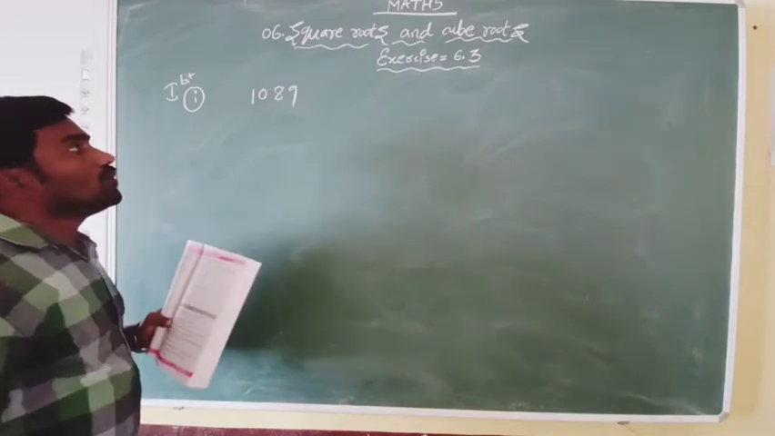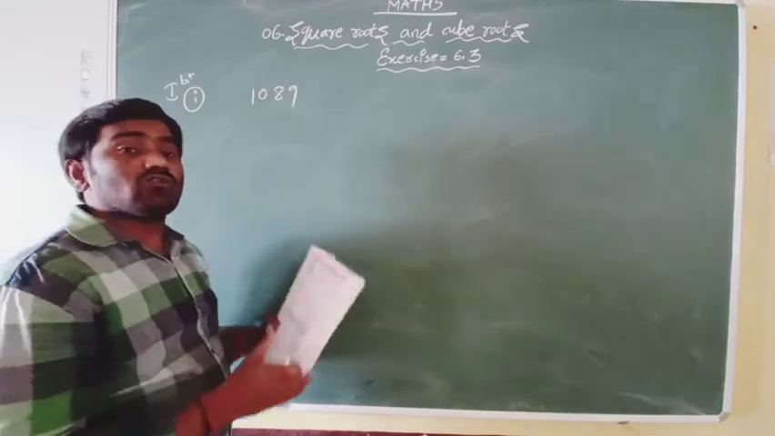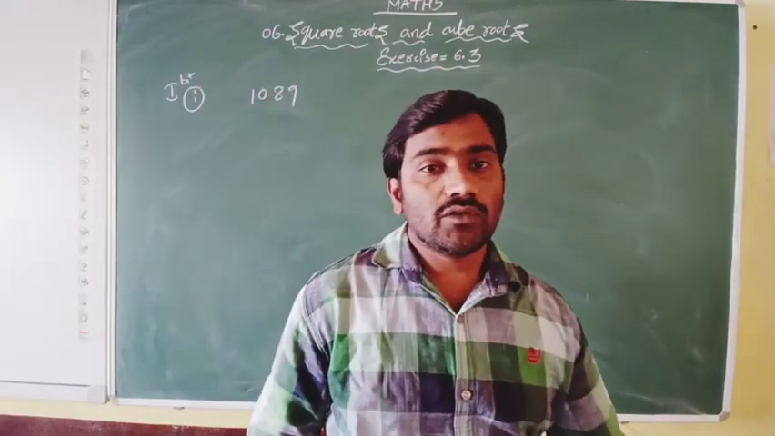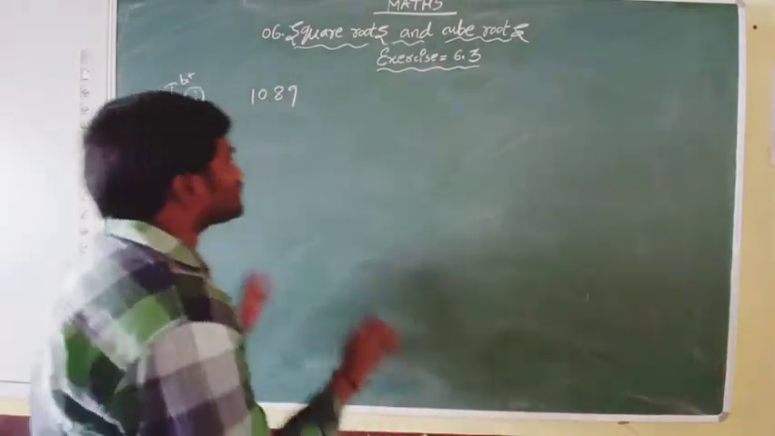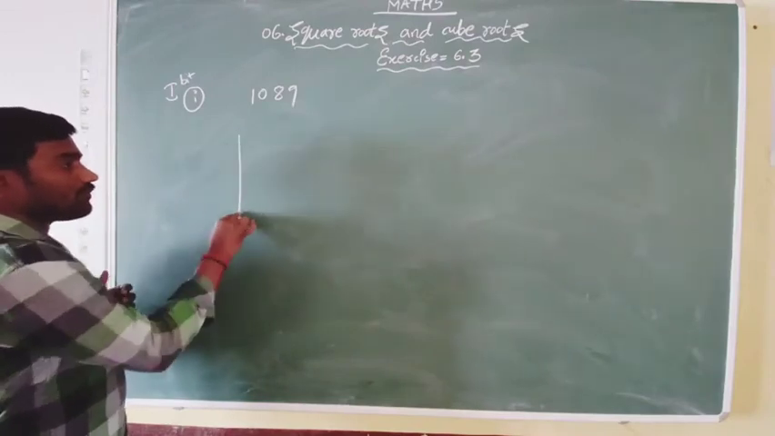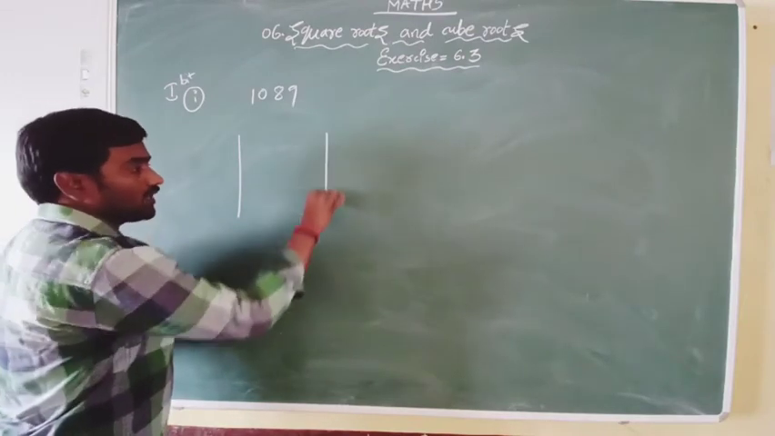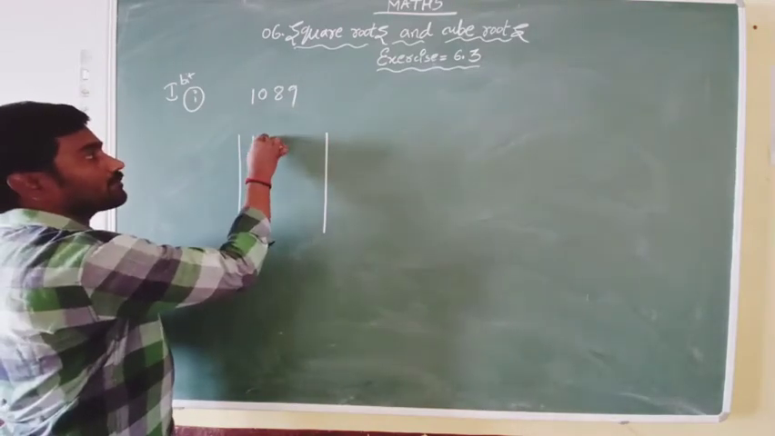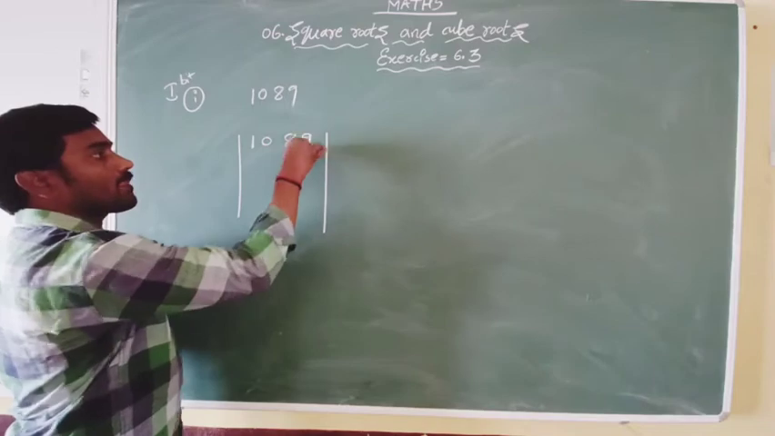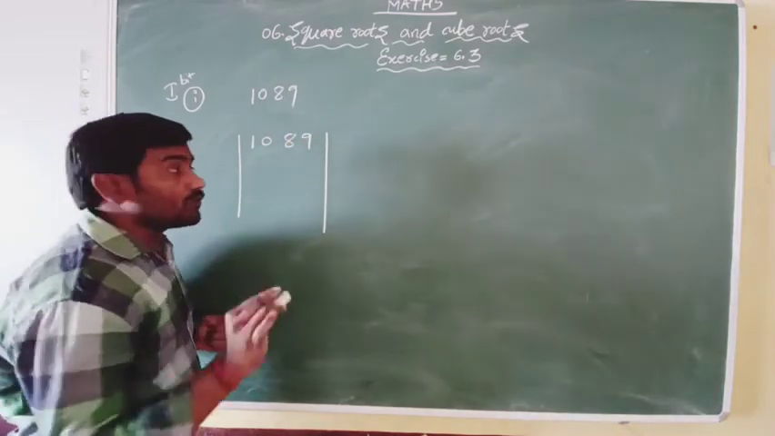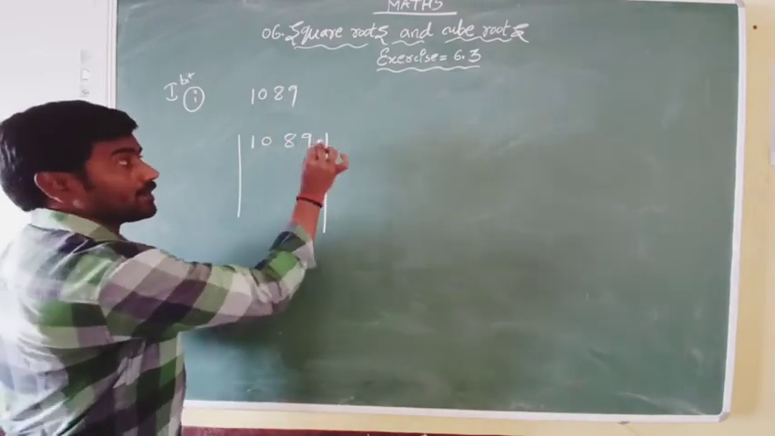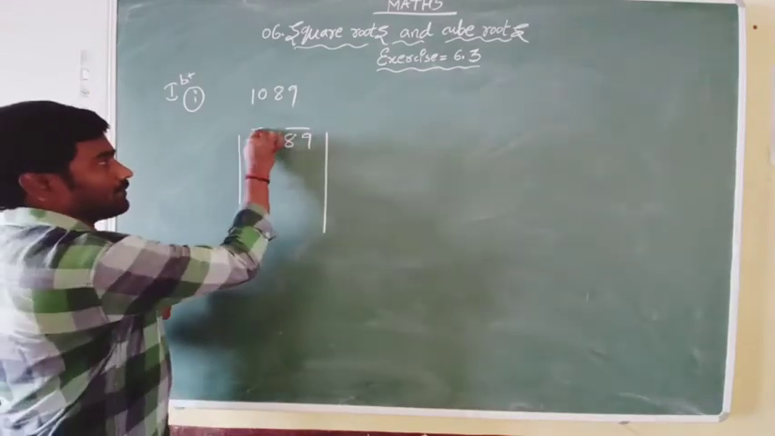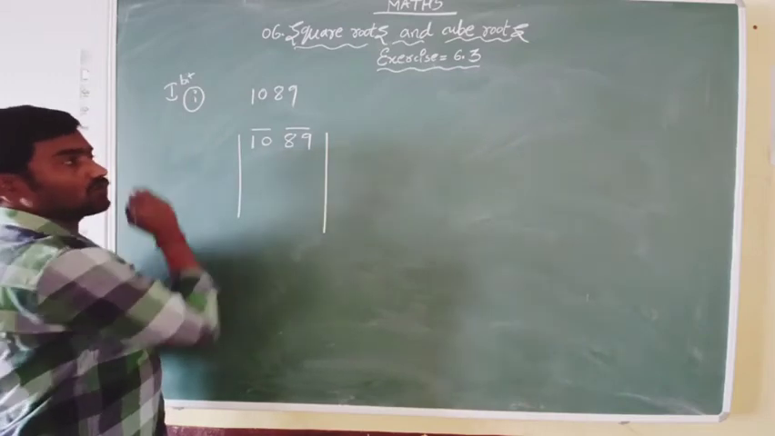1089. So let us find the square root of 1089 by the division method. So how can we find it? First of all, you have to put a line like this. Then write this number here. And make it into pairs. Two numbers make a pair, two numbers make a pair, from the right side, coming like this.